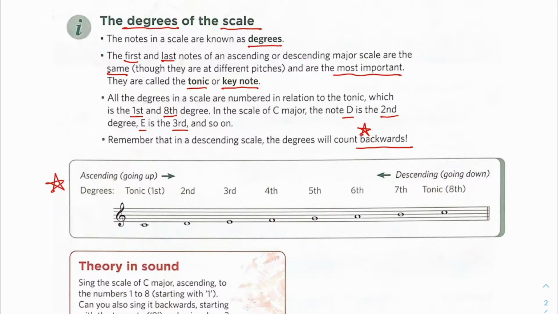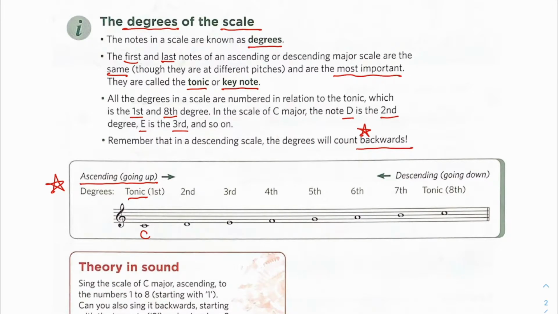Let's take a look at the box here. Let's go up in ascending order first. The first note is a C. That's the starting note, and the starting note is the tonic, or the first degree. Actually, each degree has its own name, but for this chapter, we will learn just the tonic.